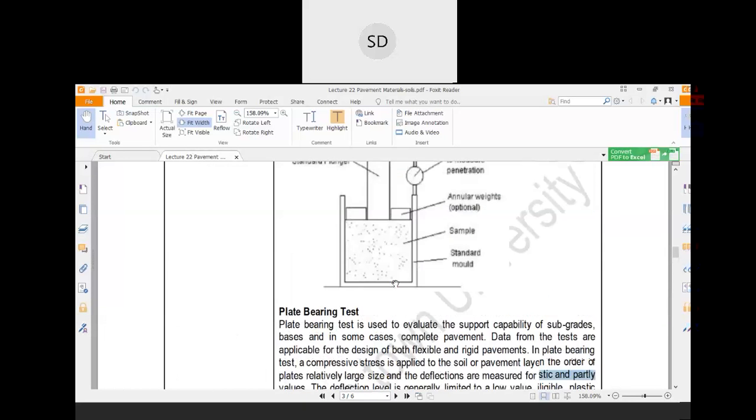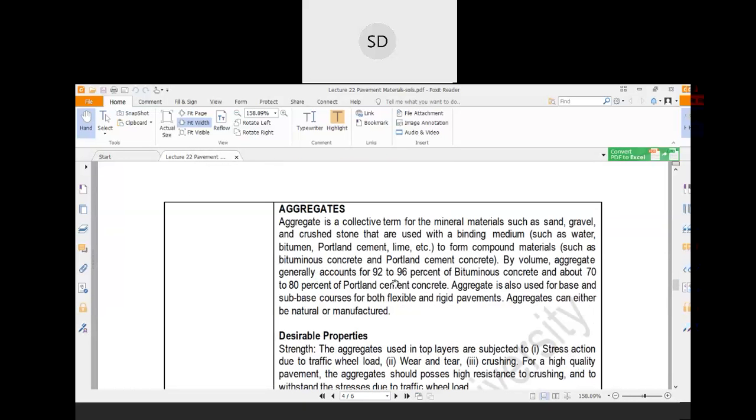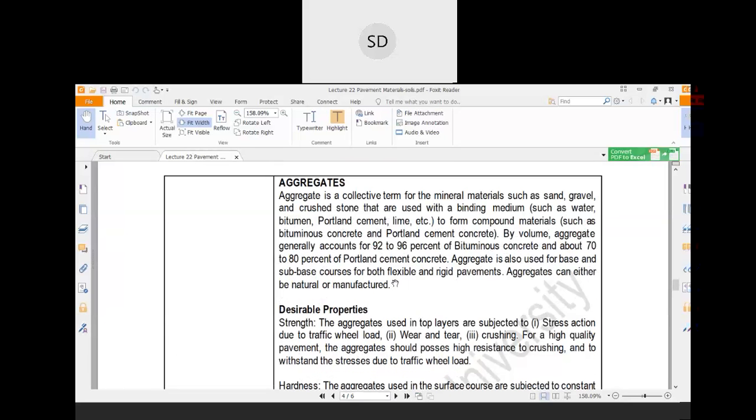So these are the two important tests for the soil particles. Now coming to the aggregates. Aggregates is a collective term for the mineral materials such as sand, gravel and crushed stone. You know there are two types of aggregate, fine aggregate and coarse aggregate.